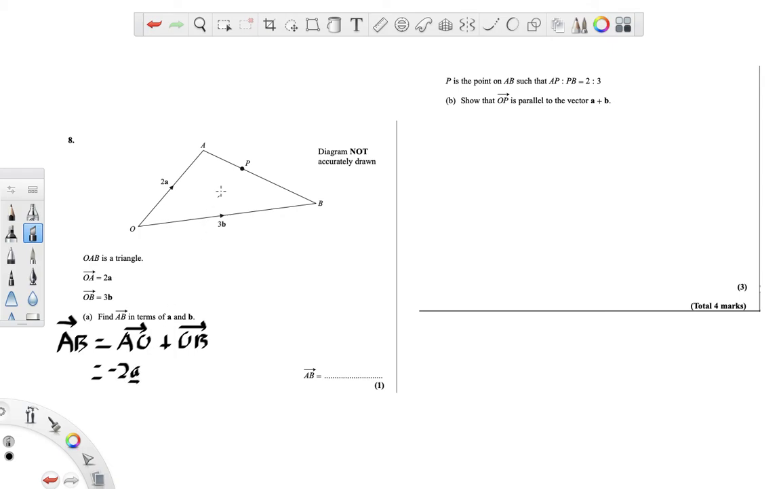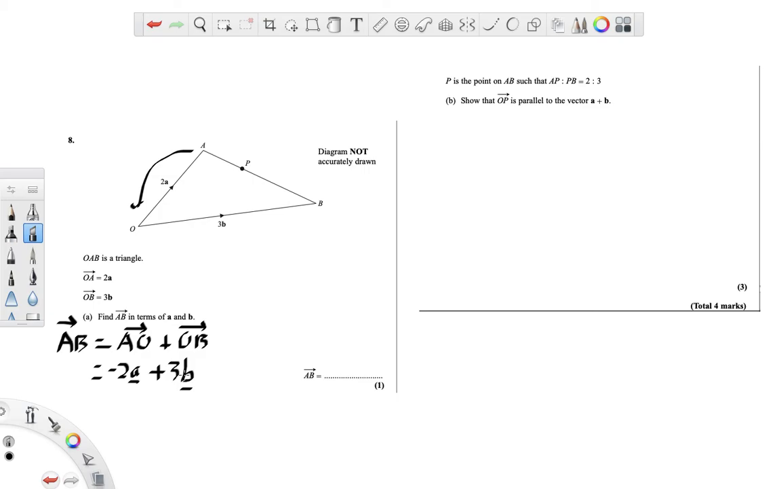Why is it minus 2a? Well, because O to A was 2a, so we're going in the opposite direction, so it'll be minus 2a. Then O to B, well, that's simply just 3b. Just add 3b on. So that's our answer, minus 2a plus 3b.